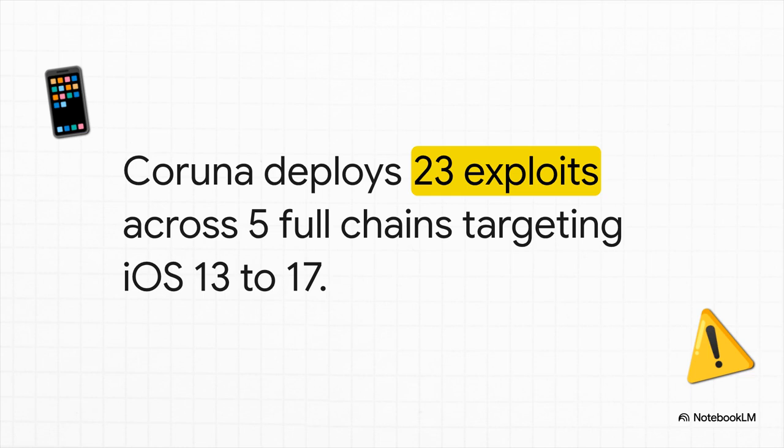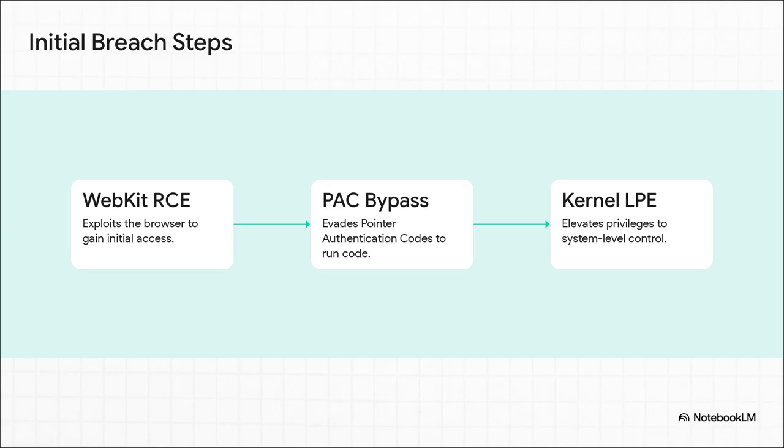The second Safari loads that page, an obfuscated JavaScript framework instantly fingerprints the device, figures out the exact iOS version from 13 all the way up to 17.2.1, and dynamically serves the exact exploit needed. The crucial point here is this 3-step initial breach. First, you've got a WebKit remote code execution, or RCE, exploiting the browser itself. But Apple's security is tough, right? Getting code to run just isn't enough. It then needs a PAC bypass to dodge pointer authentication codes. Then finally, a kernel local privilege escalation, or LPE, to dig deep into the system. It's an incredibly complex sequence of lockpicking.